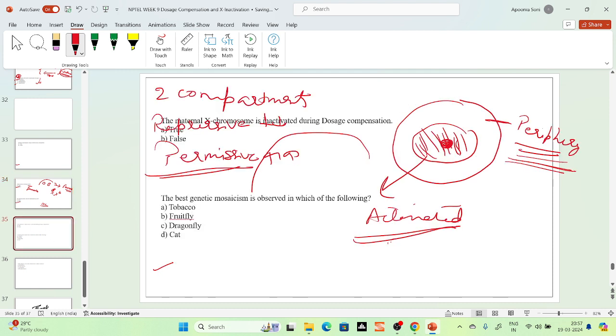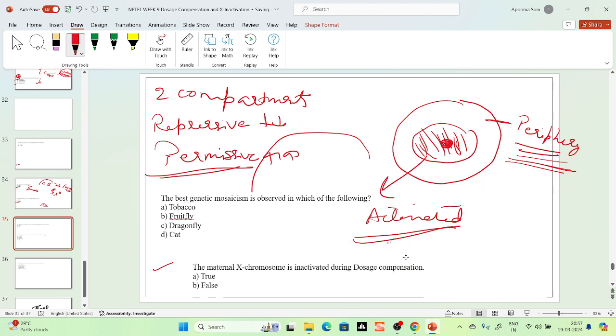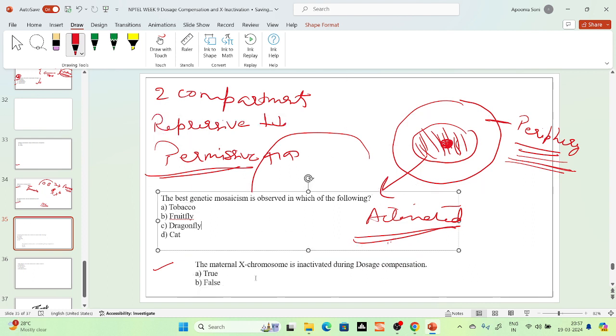Okay. Next question is, oh God, I don't know why this is happening, but yeah, this is the next question. The maternal X chromosome is inactivated during dosage compensation. True or false?